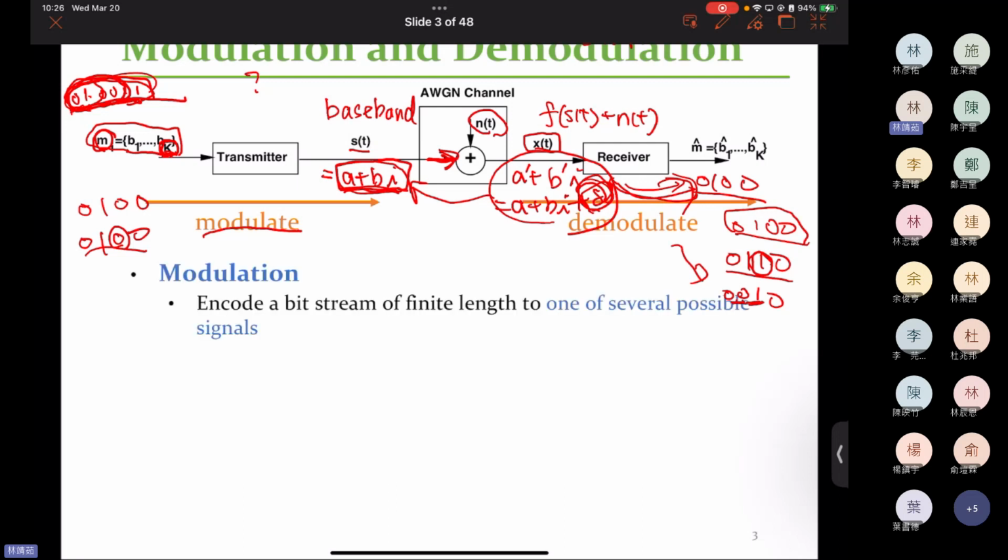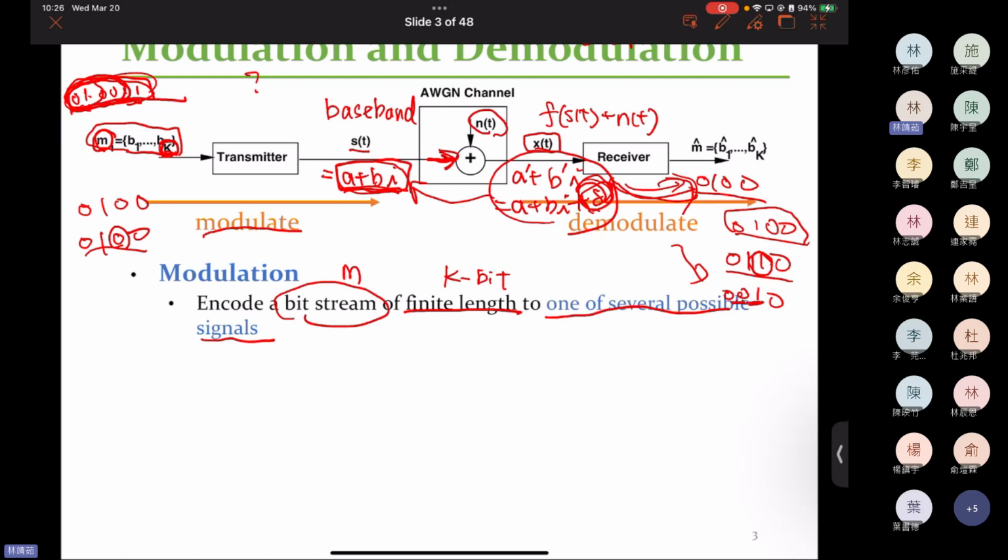So let's read through the description one by one again. Modulation means that you want to encode a bit string. Basically, this is what we mean by N. And remember, this is the finite length of the bit string first. For example, in this case, we are converting k bits. And usually this k is fixed. And then we want to encode a bit string to one of several possible signals.